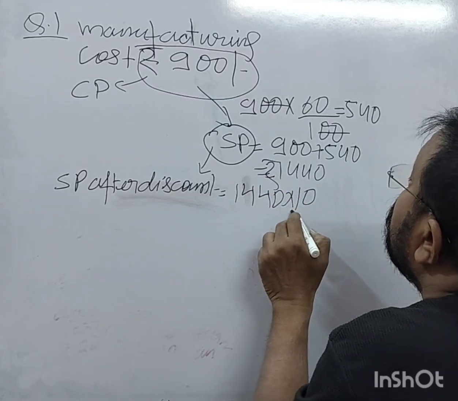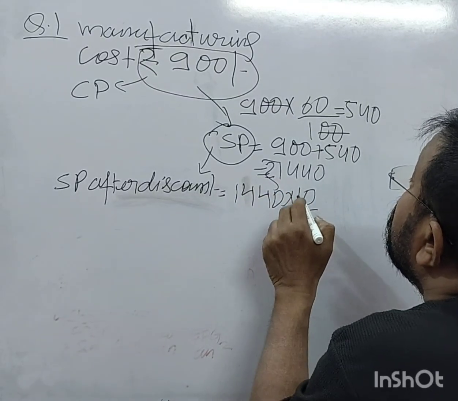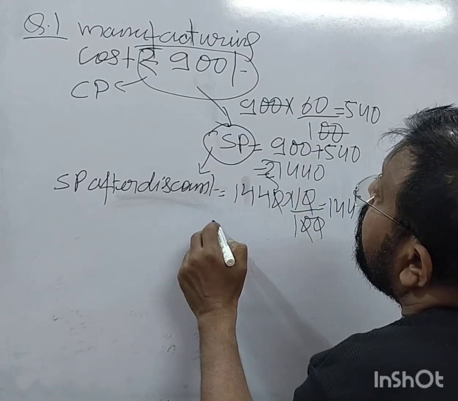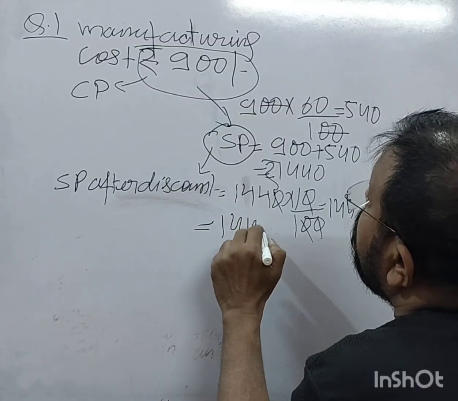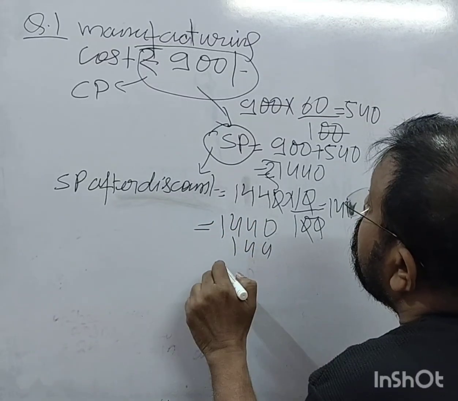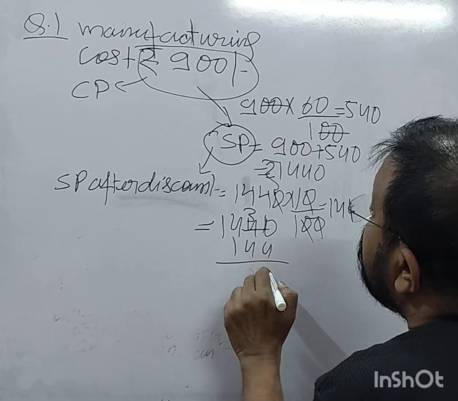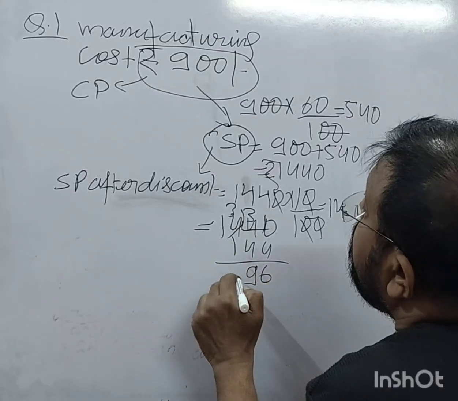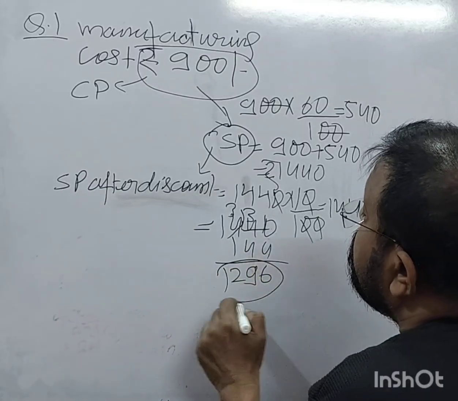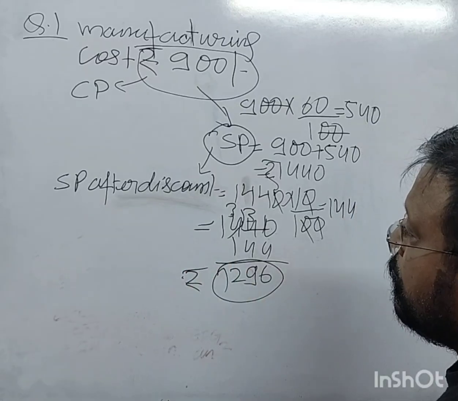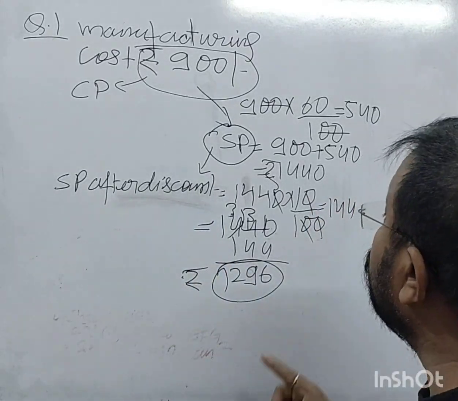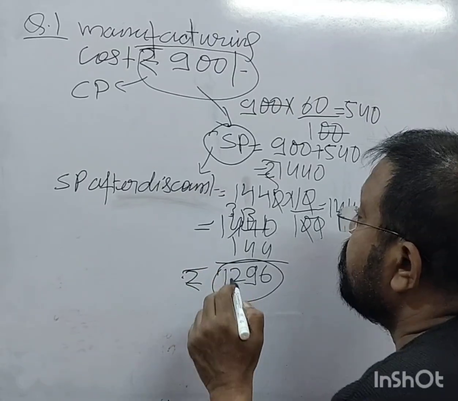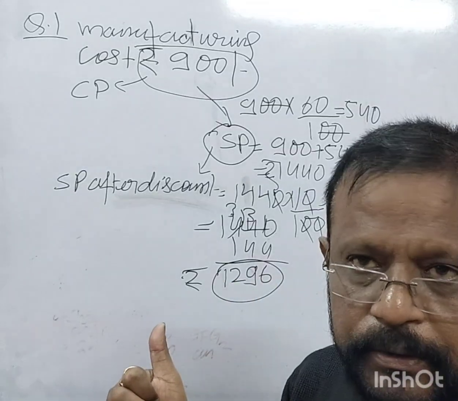1440 इंटू 10%, 144. So it is 1440 minus 144 becomes 1296. This is the SP after discount. 1296 rupees is the SP after discount, right?